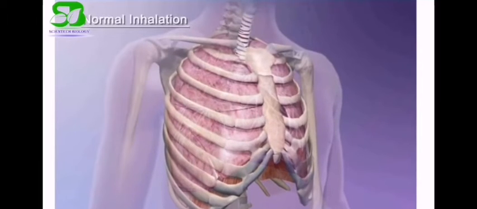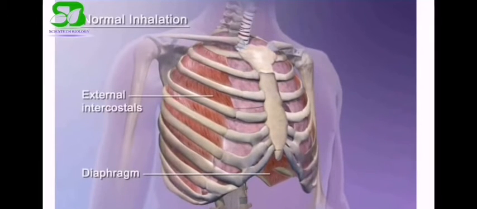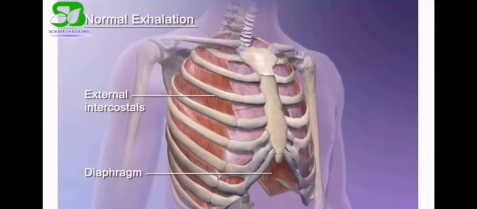During normal inhalation, the diaphragm and the external intercostal muscles contract and the rib cage elevates. As a result, air rushes in. But during normal exhalation, the muscles relax, so air is expelled out.